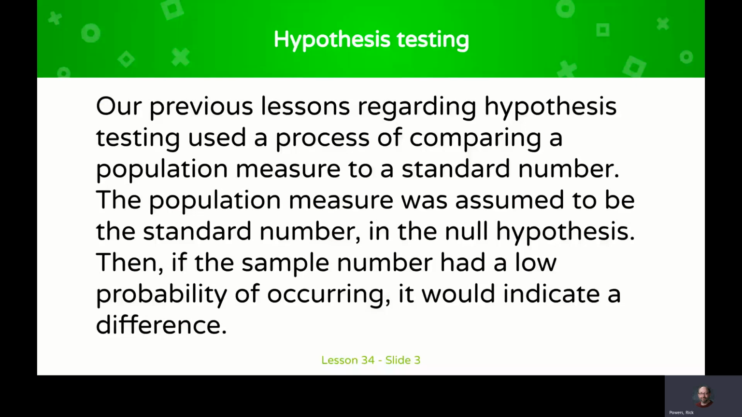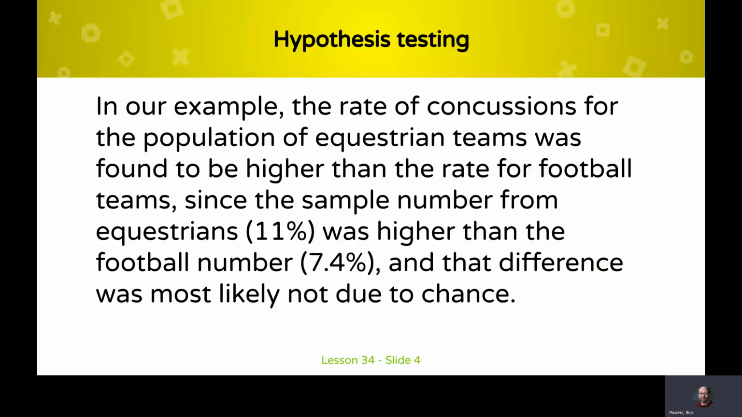Our previous lessons regarding hypothesis testing used a process of comparing a population measure to a standard number. The population measure was assumed to be the standard number in the null hypothesis. Then, if the sample number had a low probability of occurring, that would indicate a difference. In our example, the rate of concussions for the population for equestrian teams was found to be higher than the rate for football teams, since the sample number from equestrians, 11%, was higher than the football number, 7.4%, and that difference was most likely not due to chance.